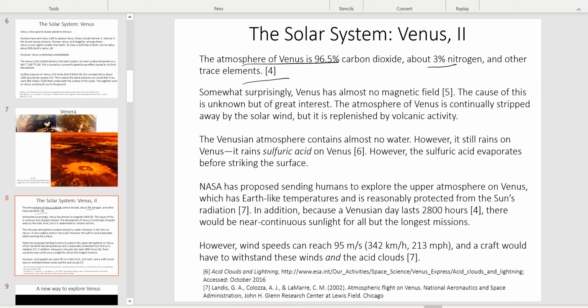Surprisingly, Venus actually has almost no magnetic field. I say surprisingly because I've mentioned to you before that astronomers think that one of the reasons why Earth has kept its atmosphere over the course of its history is because it has a magnetic field. I talked about this in particular in reference to Mars. Venus, like Mars, has basically no magnetic field, and yet it has a very thick atmosphere.